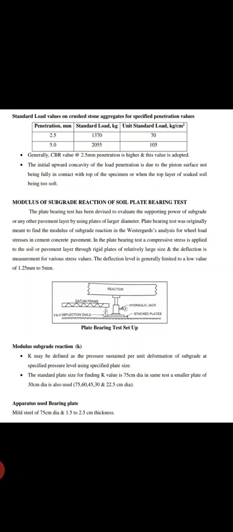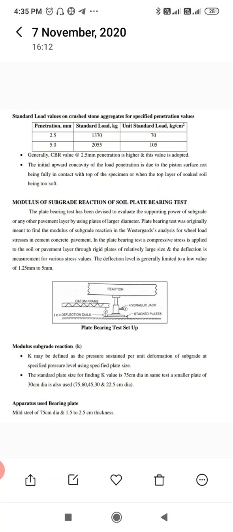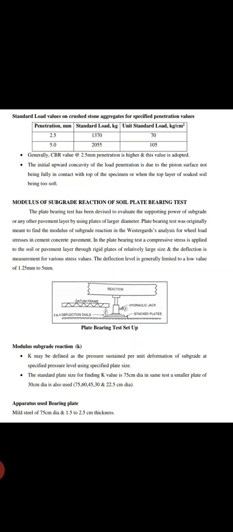The initial upward concavity of the load penetration curve is due to the piston surface not being fully in contact with the top of the specimen, or when the top layer of soaked soil is too soft.